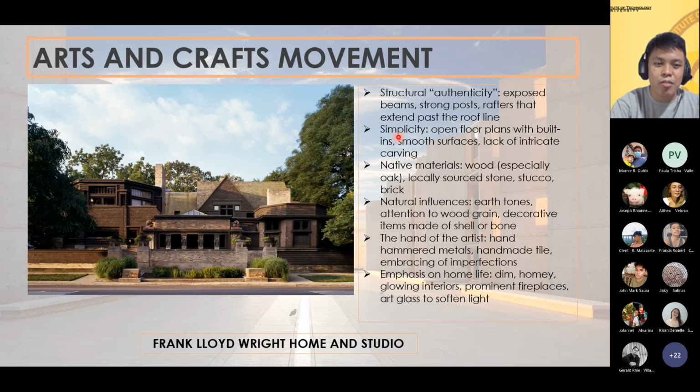Simplicity, so in terms of floor plan, more into open planning, wherein in terms of use, if it changes later on, it would be easy to interchange spaces. And they also use native materials such as wood. They also have these natural influences such as earth tones, wood grain. And we have this emphasis on home life.